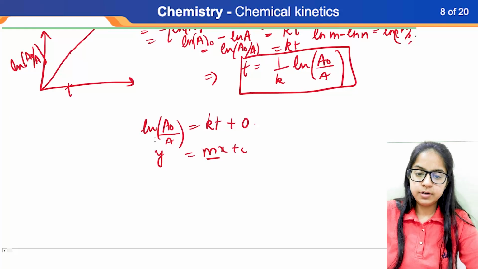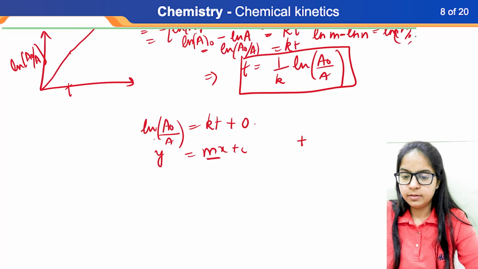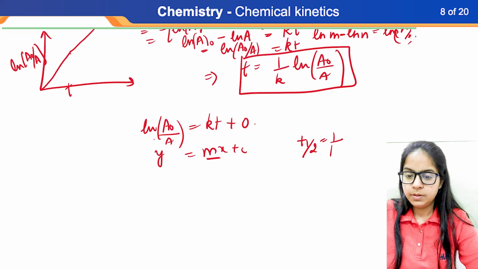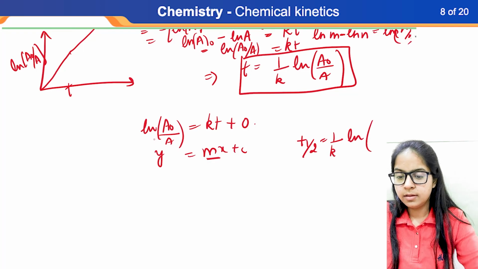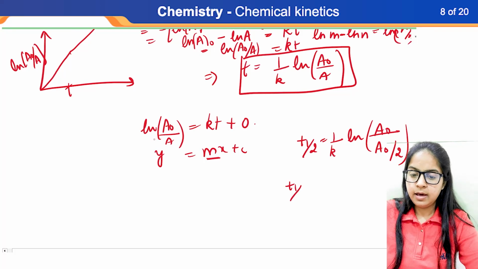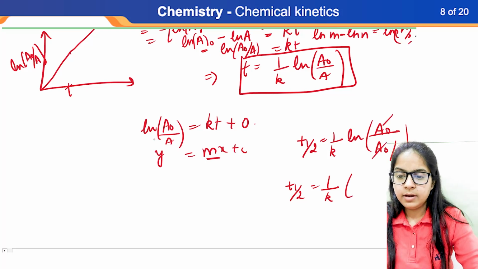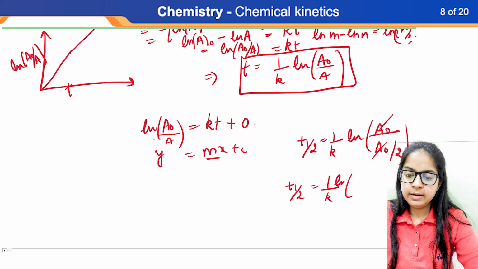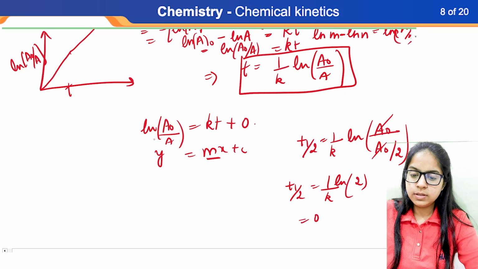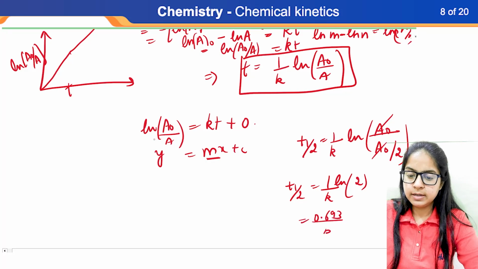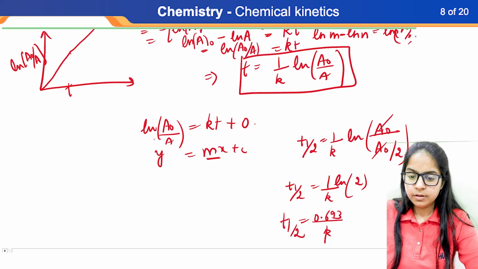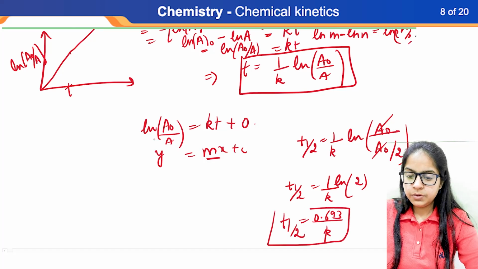Now for the first order reaction, T half will be 1 by K ln A naught by A naught by 2. T half is equal to 1 by K, A naught cancels, ln 2 is equal to 0.693 divided by K. This is the value of T half. Okay, I hope I'm clear to you.